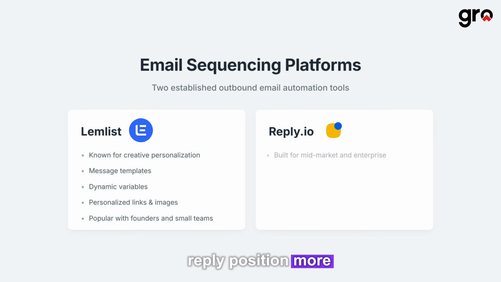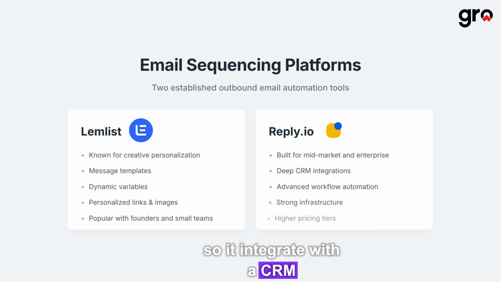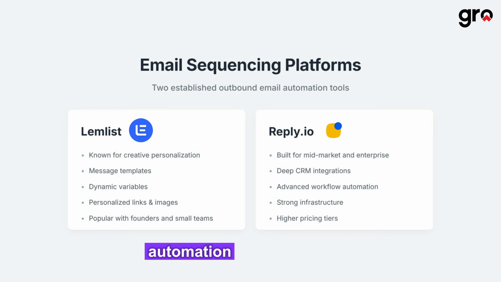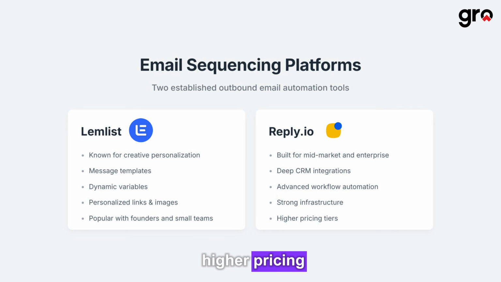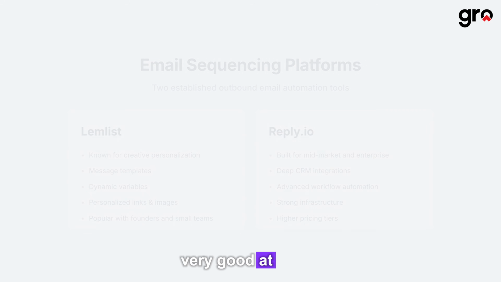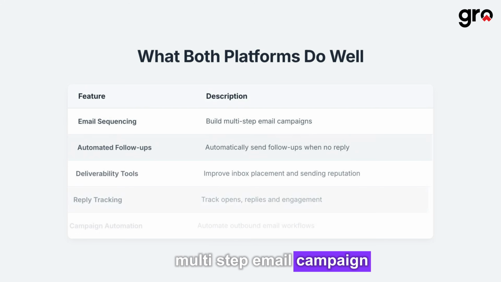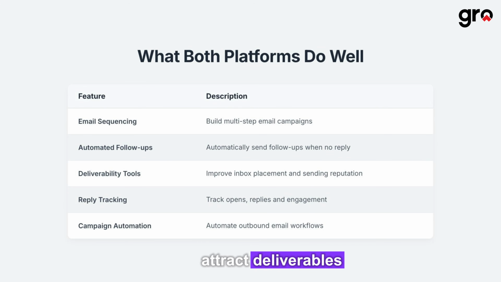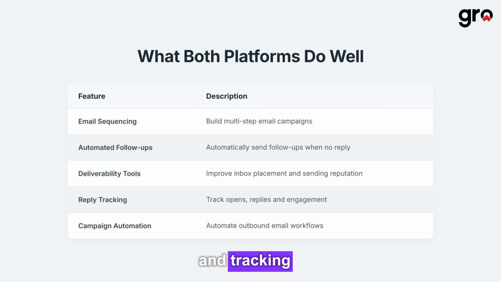Reply is positioned more for the mid-market or enterprise sector. So it integrates with CRM. There's more workflow automation and the infrastructure is robust, but obviously it has higher pricing tiers. Both of them are very good at sequencing emails. It helps you build a multi-step email campaign and track deliverability. It can also automate certain workflows such as follow-ups and tracking replies.